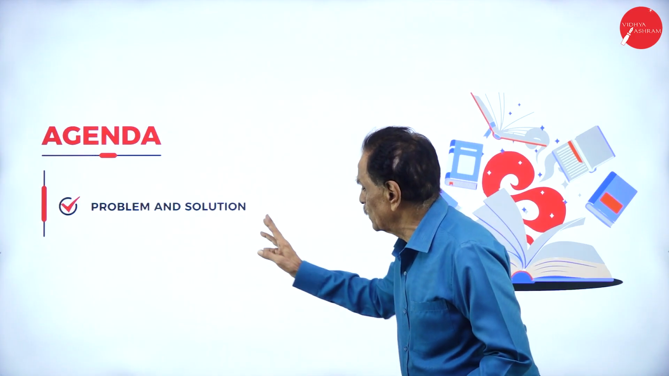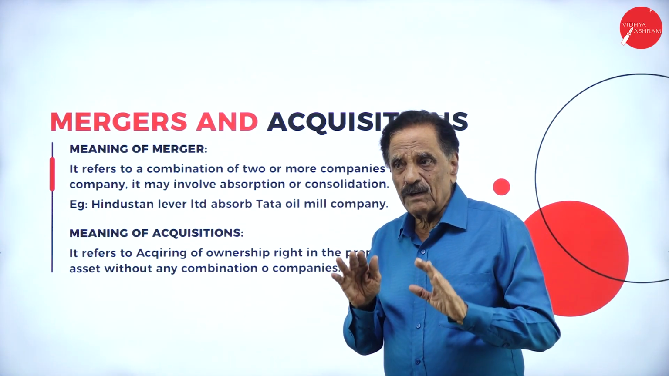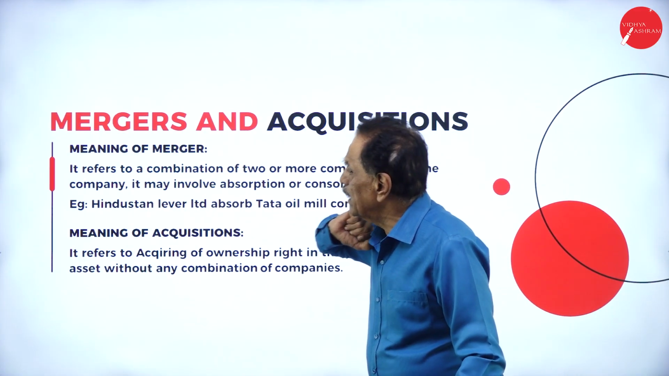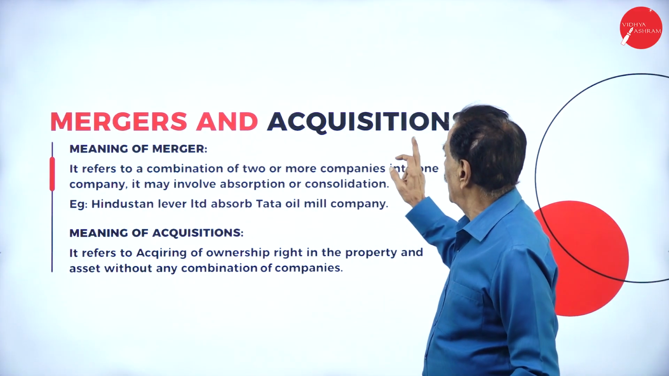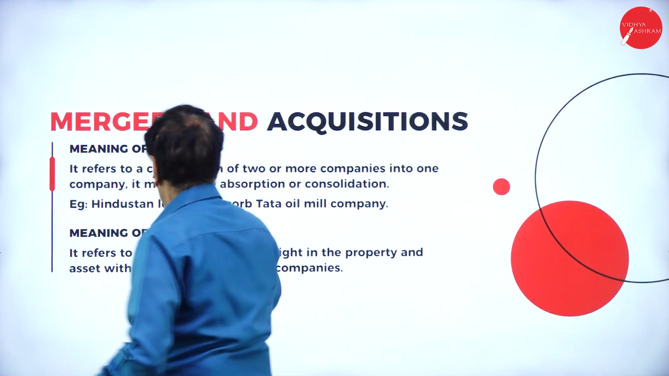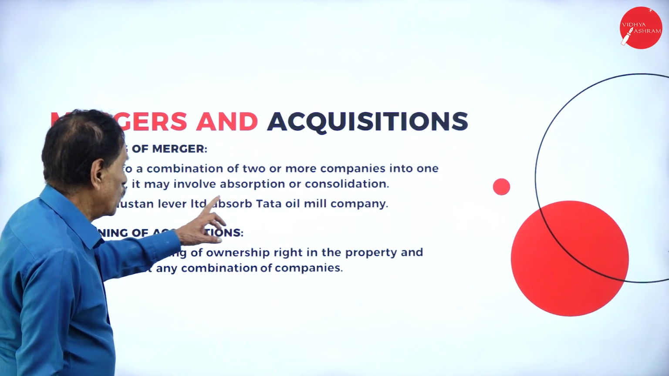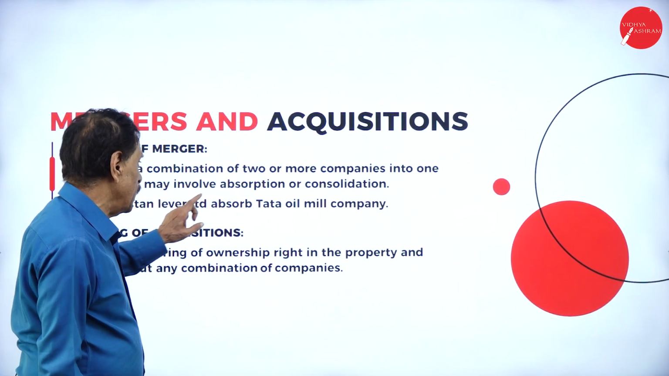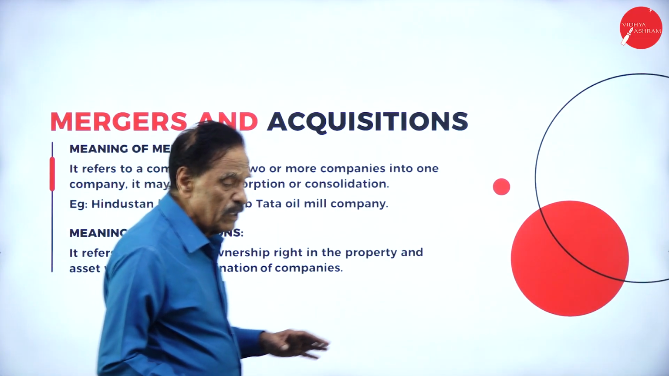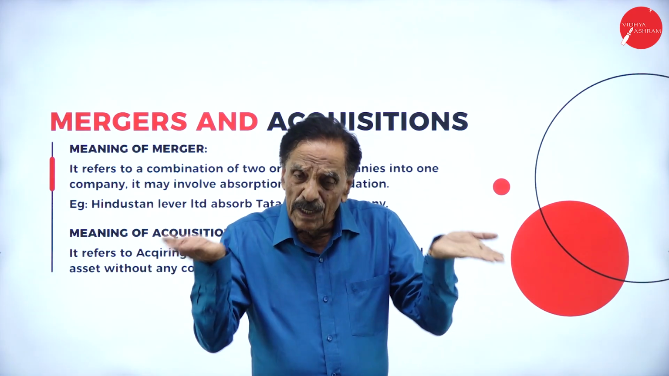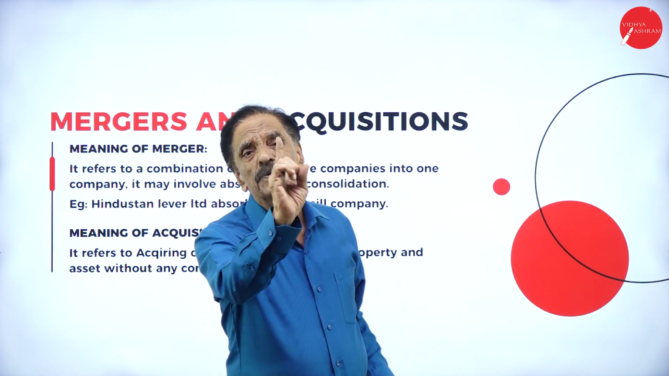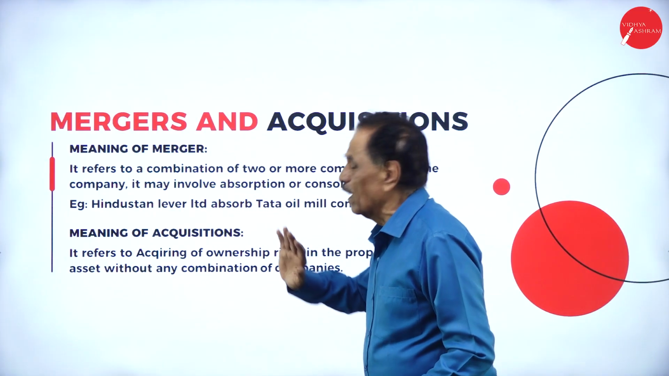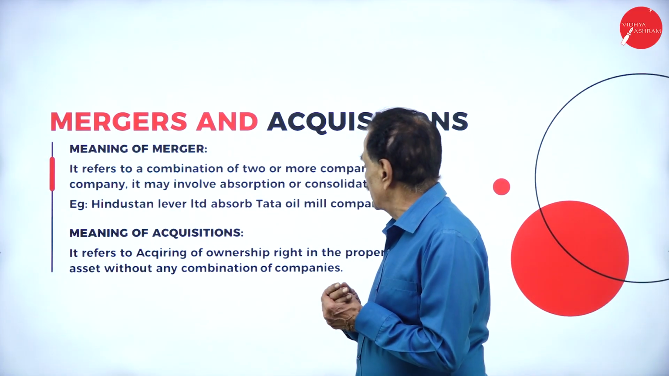Agenda: problems and solution. First, we have to say, what do you mean by merger? What do you mean by acquisition? Meaning of mergers and acquisitions. Meaning of merger: it refers to a combination of two or more companies into one company. It may involve absorption or consolidation. When two or more companies combine together and form a single company, it is called combination.